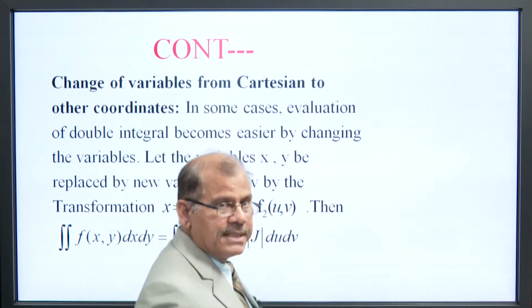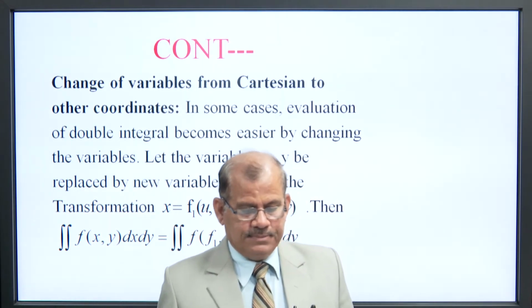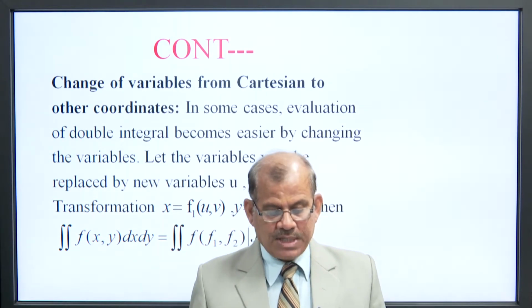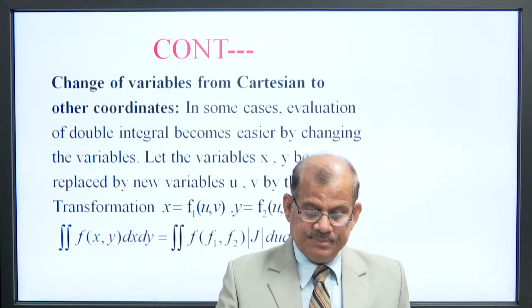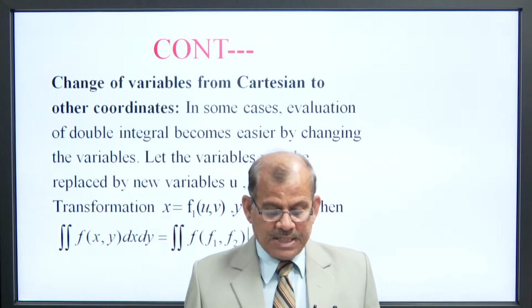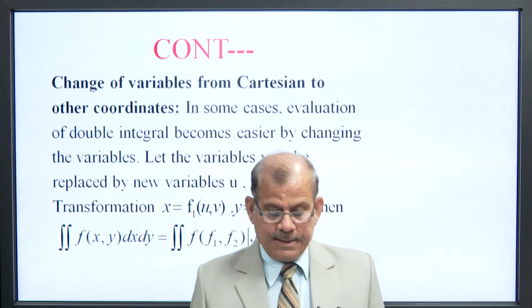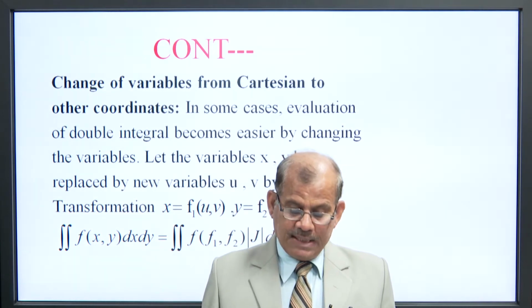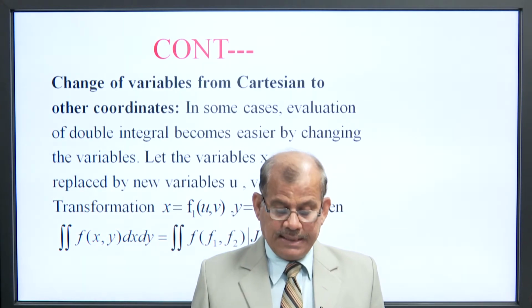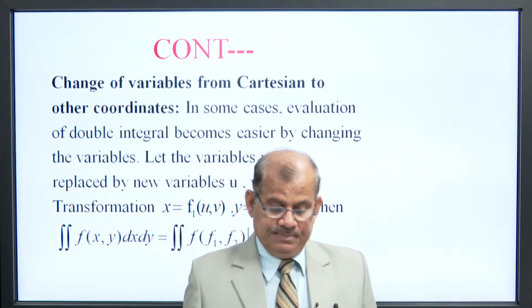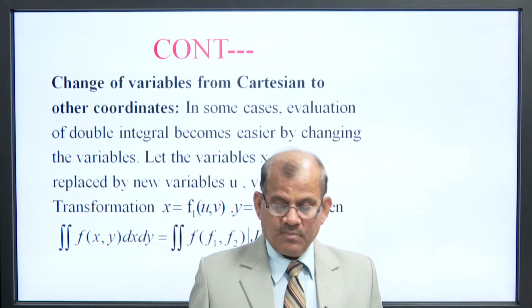This is the change of variables from Cartesian to other coordinates. In some cases, evaluation of a double integral becomes easier by changing the variables. Let the variables x, y be replaced by two variables u, v by the transformation x is equal to f1(u, v), y is equal to f2(u, v). Then the double integral of f(x, y) dx dy is equal to the double integral of f(f1, f2) Jacobian J du dv.